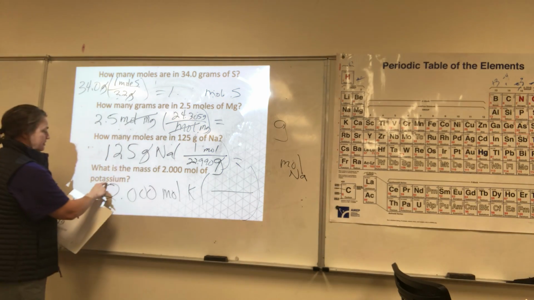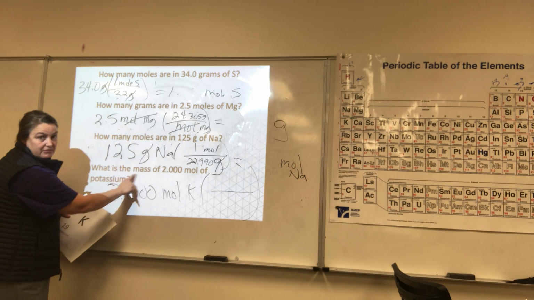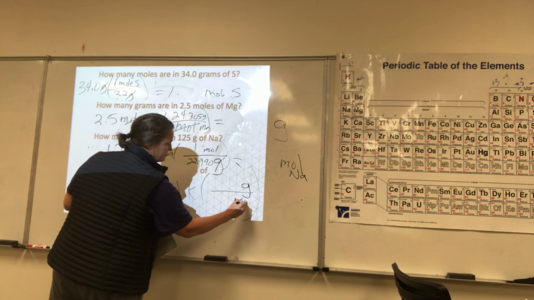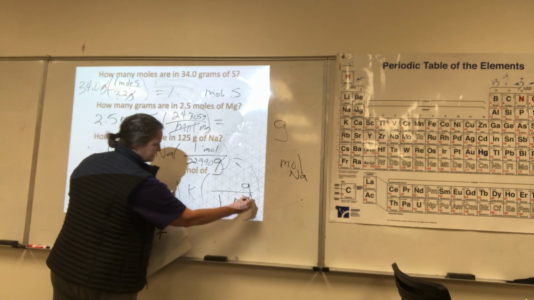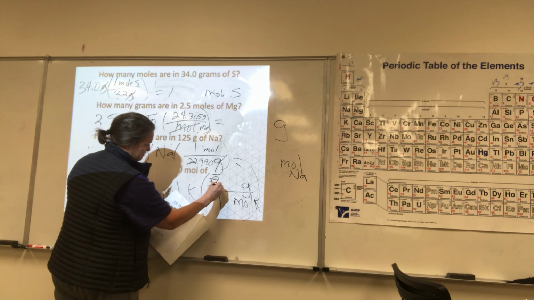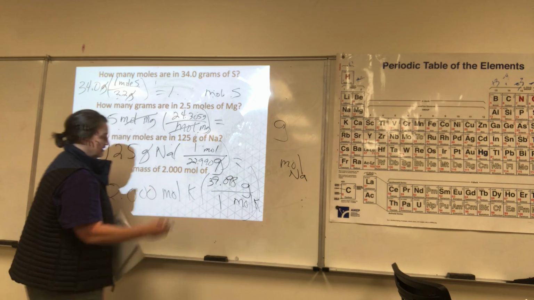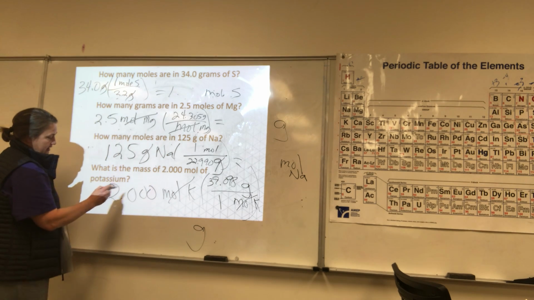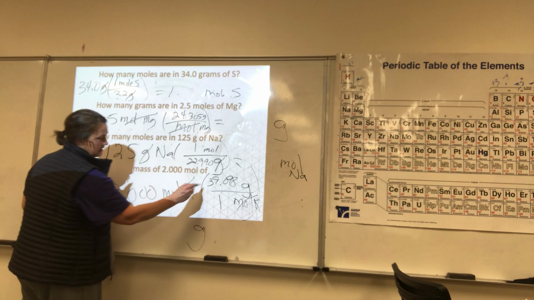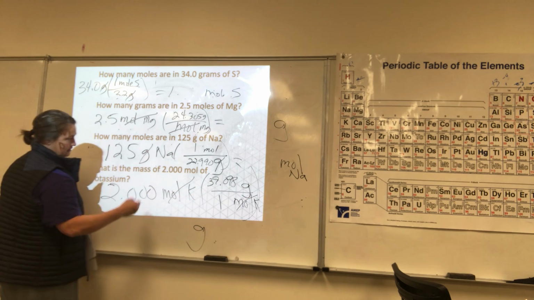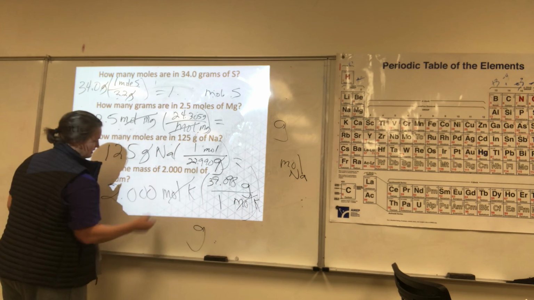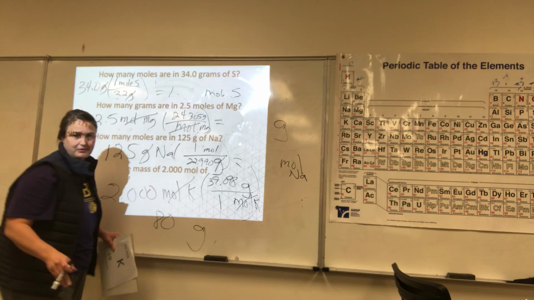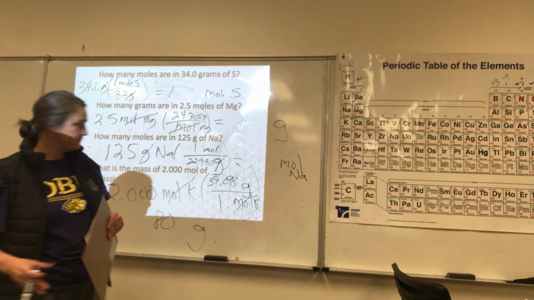Now we're wanting to end up with grams, with the mass, right? So we're going to put moles on the bottom and grams on the top. In 1 mole of potassium, we have 39.098 grams. The moles will cancel. I'm left with grams. I would multiply 2 times 39.098 in my calculator, and I would get close to 79 grams.